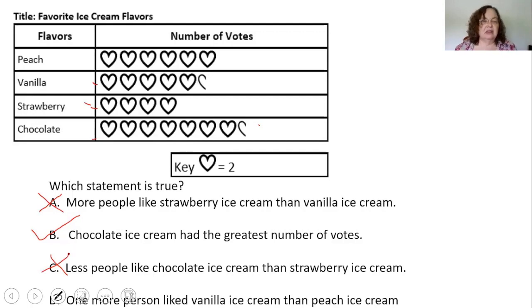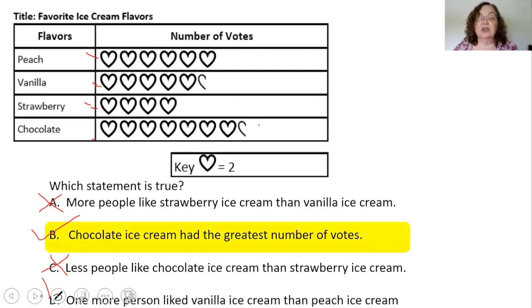And then D says, one more person liked vanilla ice cream than peach ice cream. Well, here's vanilla and peach, and no, one less person liked vanilla ice cream than peach ice cream. So I would put an X on that one too. So the only statement that is true is chocolate ice cream had the greatest number of votes.